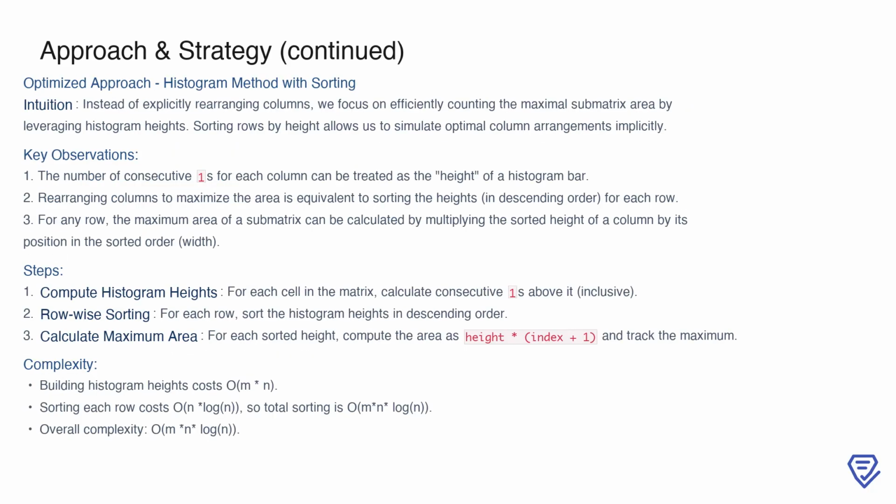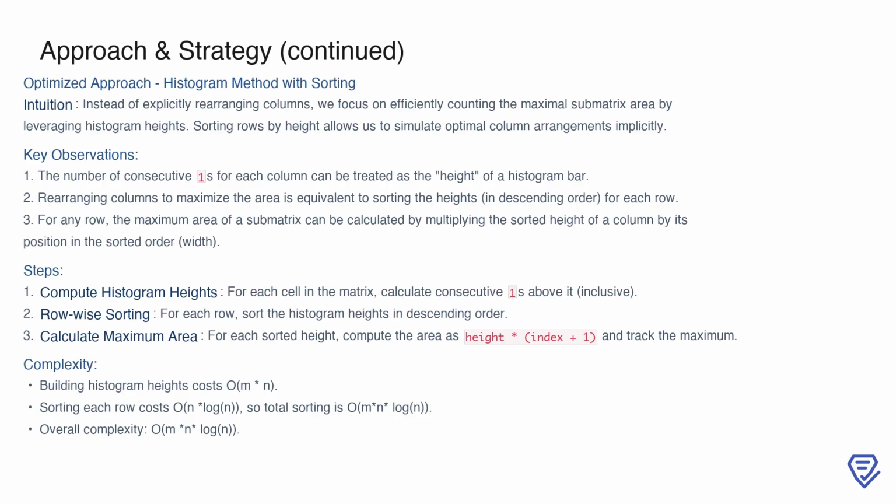To address the limitations of brute force, we can adopt an optimized approach using a histogram-based method with sorting. The key insight here is that explicit column rearrangements aren't necessary. Instead, we can simulate optimal arrangements by sorting histogram heights for each row. Here's how it works. First, we treat the number of consecutive 1s in each column as the height of a histogram bar. Rearranging these columns to maximize the area is mathematically equivalent to sorting the heights in descending order. Once sorted, the maximum area for any row can be found by multiplying the height of each column by its position in the sorted order, which represents the width.